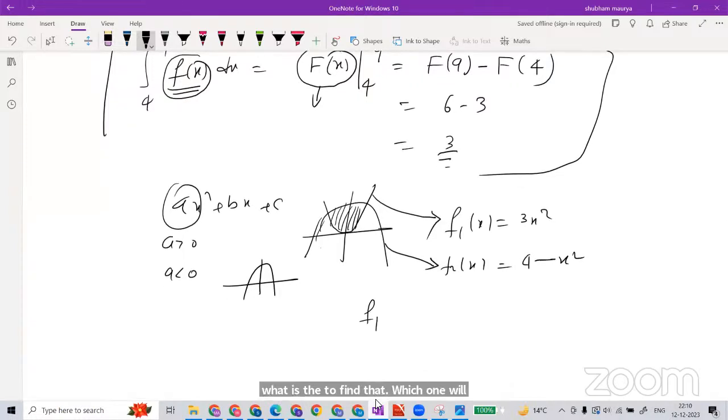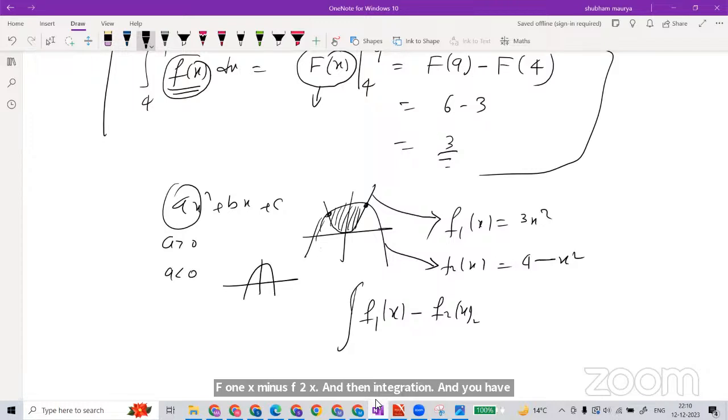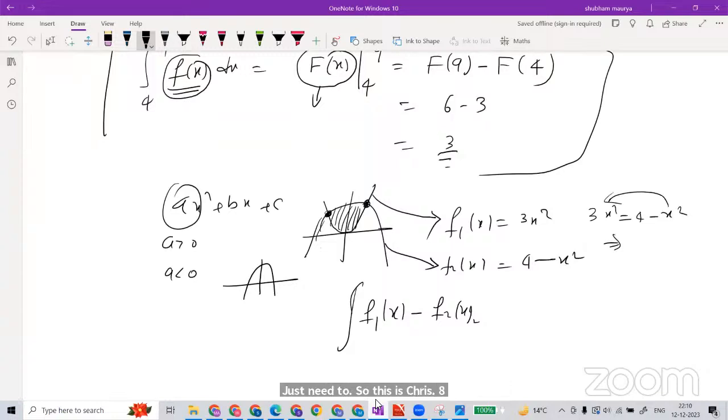Which one will be the function subtracted? f1(x) minus f2(x), and then integration. And you have to find the intersection point of these two. So what is going to be the intersection point? You just need to solve this equation, right? So this is 4x square equal to 4. This implies x is equal to plus minus 1. So that means the limits will run from minus 1 to 1. And now find the integration.